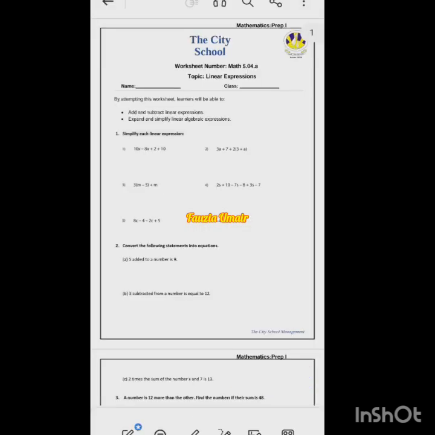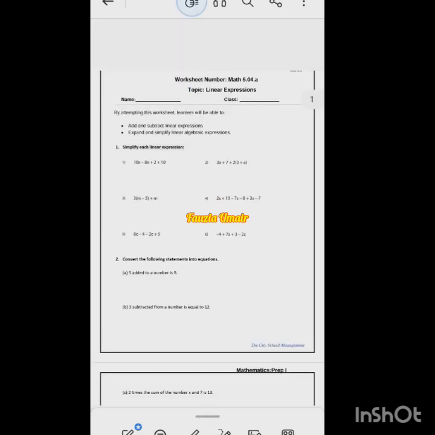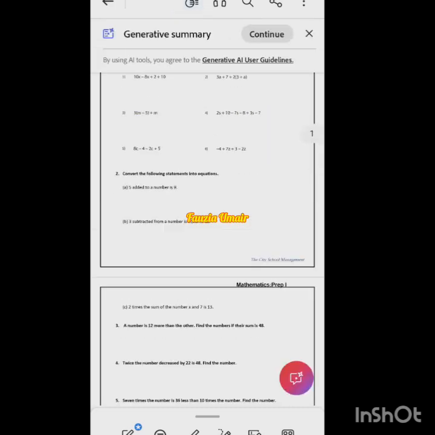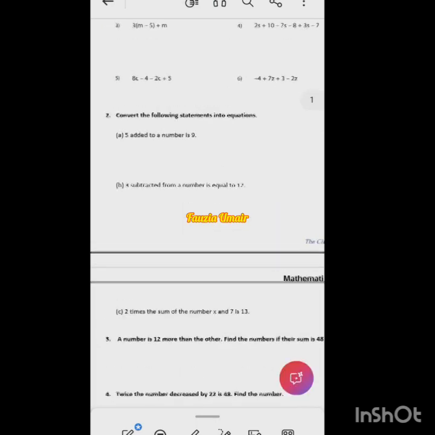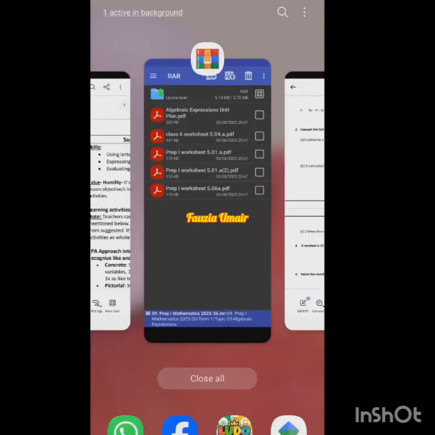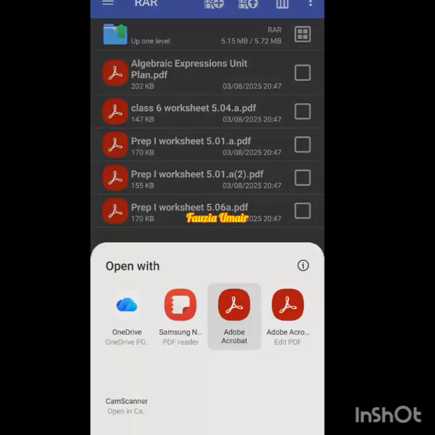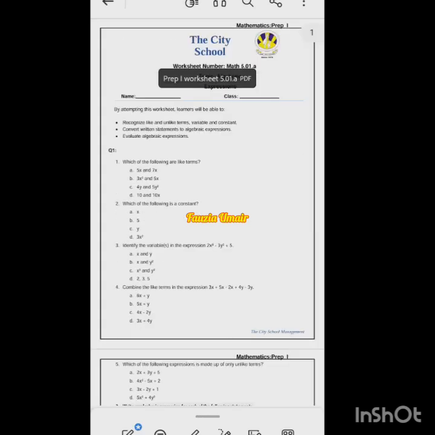So the first worksheet is this. तो फर्स्ट वर्कशीट में we will skip this first part, simplify हम बाद में करते हैं. Let's do this one. Convert the following statements into equations, not expressions. I hope ये पहली वर्कशीट नहीं. I have opened the wrong worksheet. I should start with 0.1, say, right? Yes, ma'am. This is the worksheet.